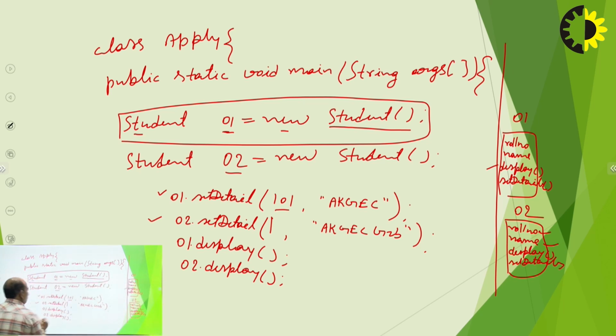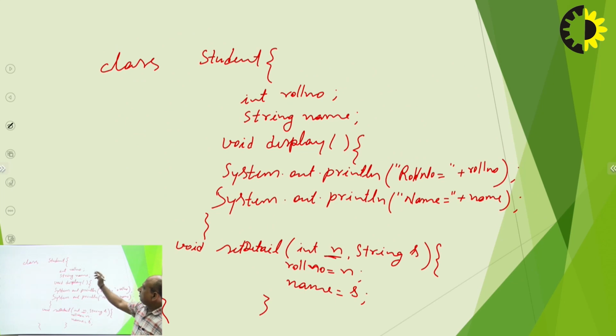Now close this main function, and after that close the class. This way you have created a Student class. Within this Student class you have created two variables, roll number and name, and two functions, setDetail and display. setDetail is setting some values to the variables roll number and name, and the display function is just displaying those values.